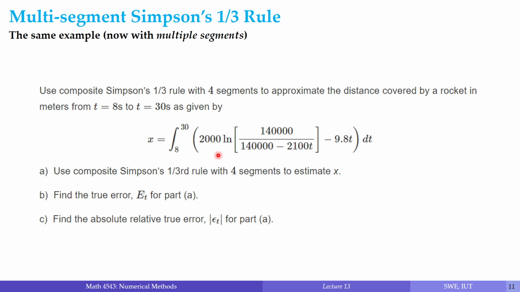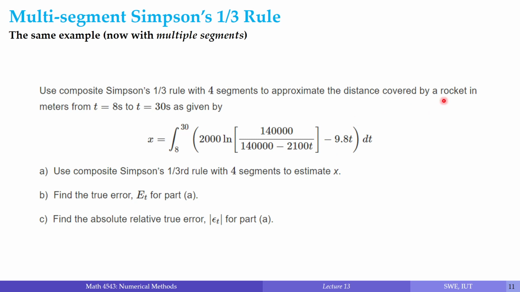Now let's try to apply the multi-segment Simpson's 1 by 3 rule formula that we have just derived to the same example that we talked about in our non-composite version of the Simpson's 1 by 3 rule. Okay, the function is the same. This is the velocity function of a rocket that is being launched into space. So we are trying to find the integral of this function from the lower limit 8 to the upper limit 30 in order to find out the total distance covered by the rocket.